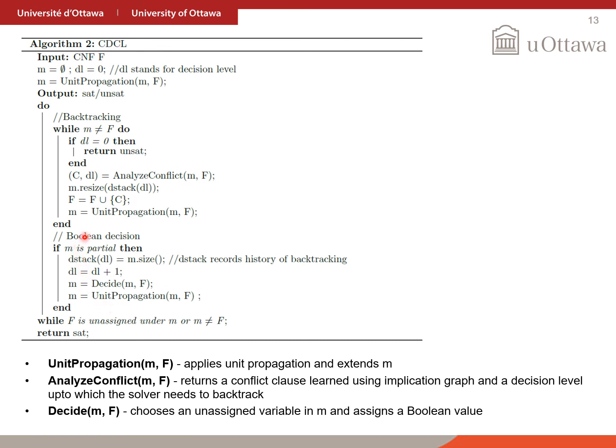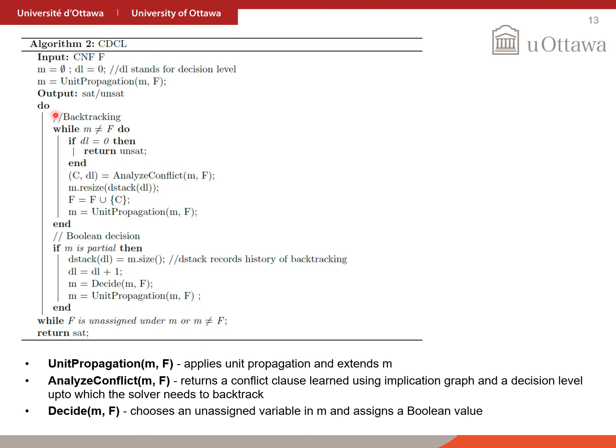When the CDCL algorithm faces conflicts, it analyzes the conflict and creates the conflict clause. Using the conflict clause, it correctly updates the current decision level DL, resets the decision stack to the current decision level and creates a new partial model. This learned conflict clause is included in the CNF formula F. This process is repeated until F is satisfied under M or M falsifies F.